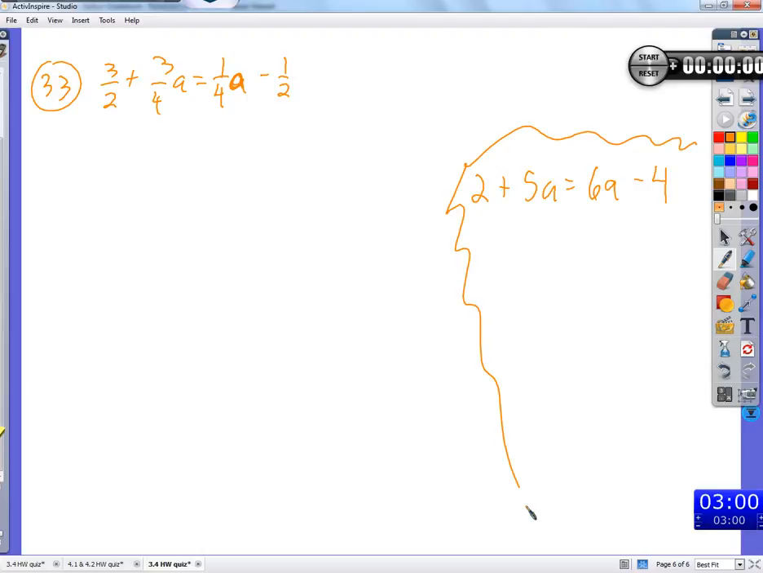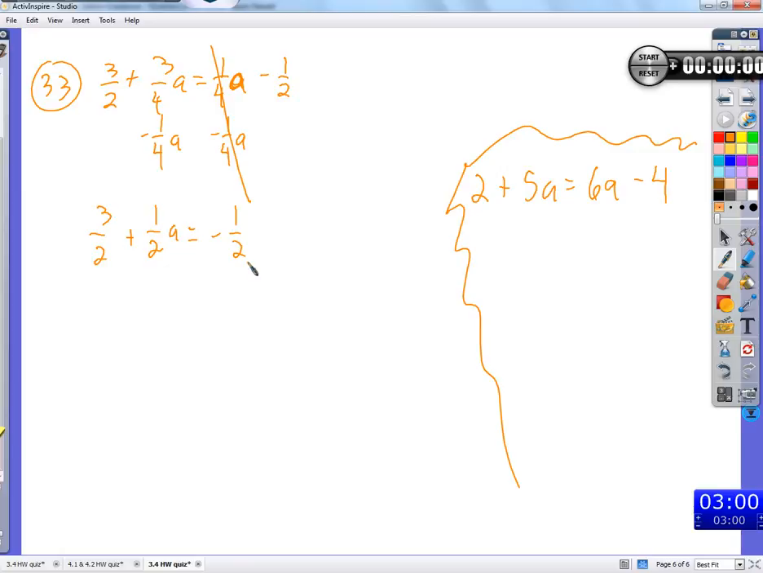What would we do? We'd have to move 3/4a to the other side. So let's have variables only on one side. So how about if we subtract 1/4a from both sides? This cancels out. Can I do 3/4 minus 1/4? What does it come out to be? 1/2. 1/2a. 3/2 plus 1/2a equals -1/2.